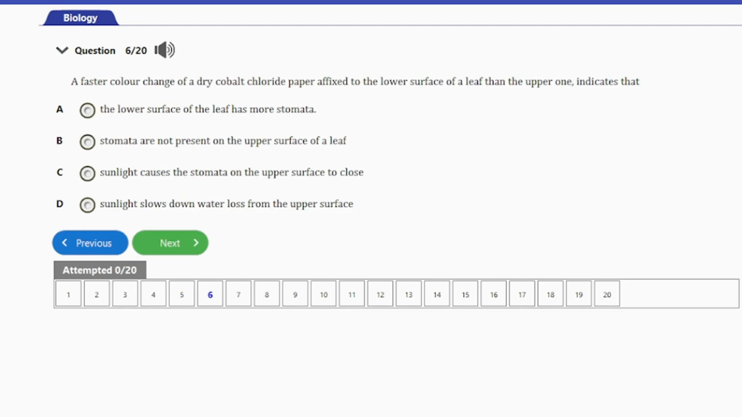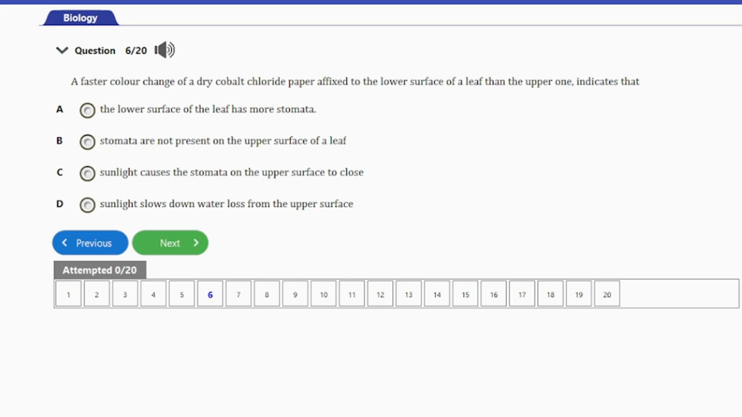Question number 6 says, a faster color change of a dry cobalt chloride paper affixed to the lower surface of a leaf than the upper one indicates that A, the lower surface of the leaf has more stomata, B, stomata are not present in the upper surface of the leaf, C, sunlight causes the stomata on the upper surface to close, D, sunlight slows down water loss from the upper surface. The answer to this question is option A.